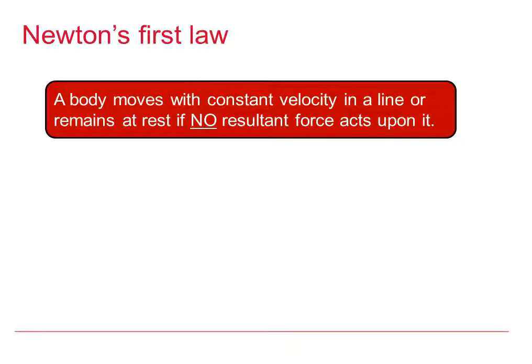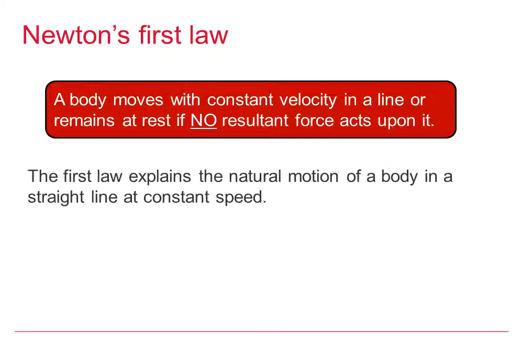Newton's first law. This states that a body will move with constant velocity in a line or remain at rest if there is no net resultant force acting upon it. This first law explains the natural motion of a body in a straight line at constant speed, and if that speed is zero, then the object would be at rest.